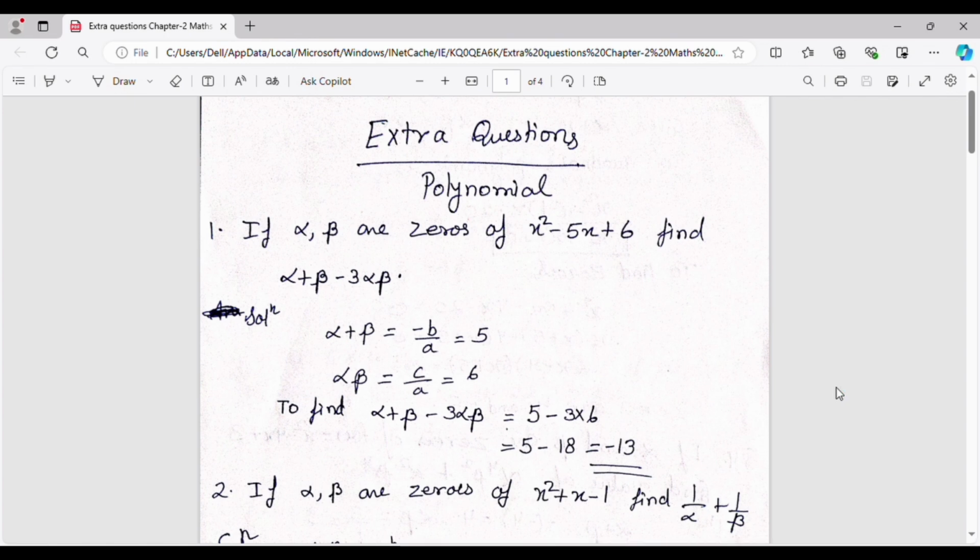So here alpha plus beta is 5 and alpha into beta is 6. After substituting it, we will get minus 13.